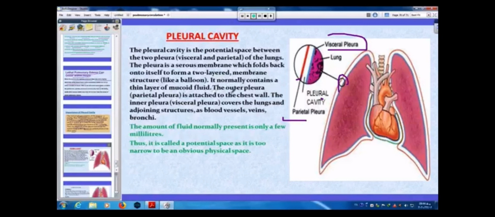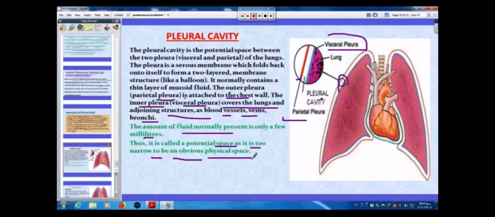The outer pleura, the parietal pleura, is attached to the chest wall. The inner pleura, the visceral pleura, covers the lungs and the adjoining structures such as blood vessels, veins, and bronchi. The amount of fluid normally present is only a few milliliters. Therefore, it is called a potential space, as it is too narrow to be an obvious physical space.